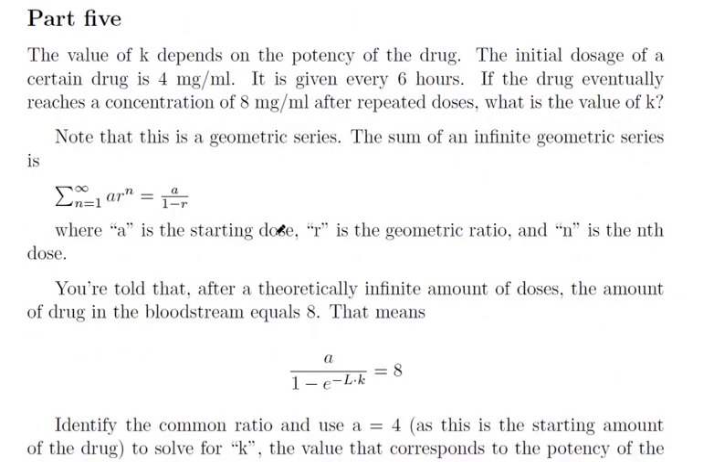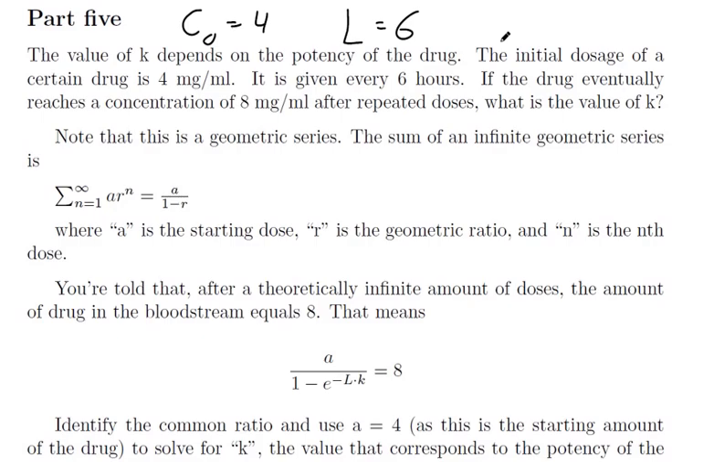Part 5 says the value of k depends on the potency of the drug. We got an initial dose of 4 milligrams per milliliter. It's given every 6 hours. So before we move on, let's make sure we don't miss what all this information is telling us. The initial dose, that was C sub 0. So we're told that's 4. It's given every 6 hours. That was what L represented, how often this medicine is being given.